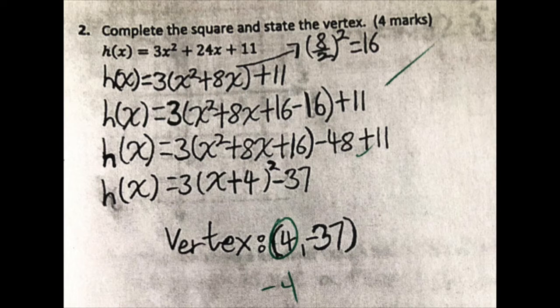When I was taking the 4 out, I forgot to switch signs, because the formula was minus h in the bracket and then k. So that means that when you take out this number, you're supposed to flip the sign. And I forgot to do that. And now I'll explain how to actually do this question.